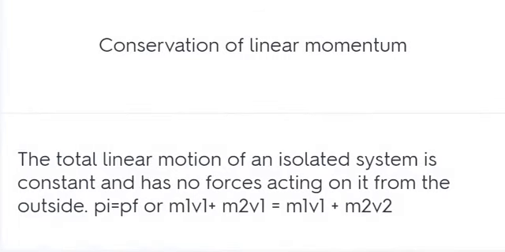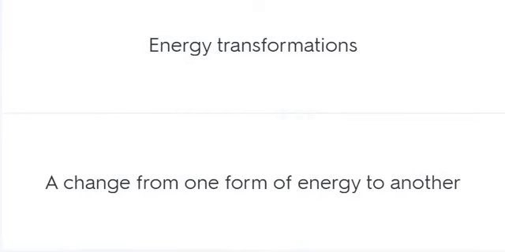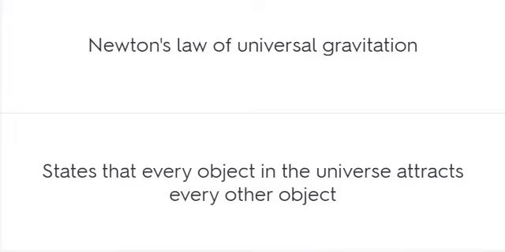Conservation of linear momentum. The total linear momentum of an isolated system is constant if there are no forces acting on it from the outside. Pi equals Pf, or m1v1 plus m2v2 equals m1v1' plus m2v2'. Energy transformations: a change from one form of energy to another. Newton's law of universal gravitation states that every object in the universe attracts every other object.